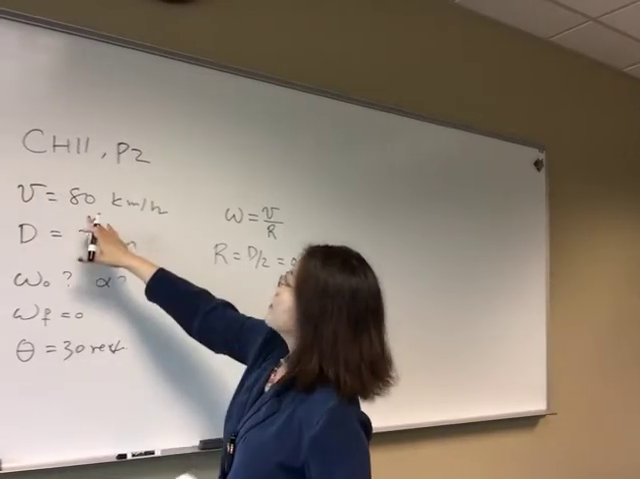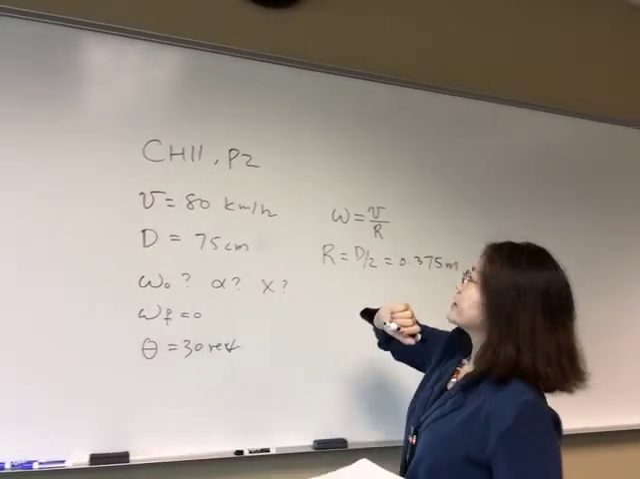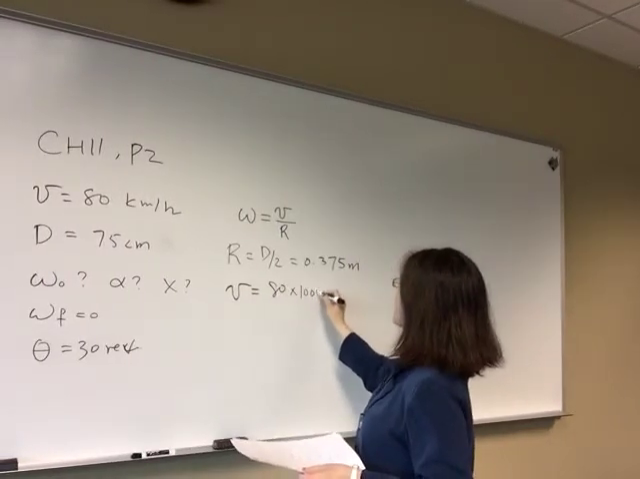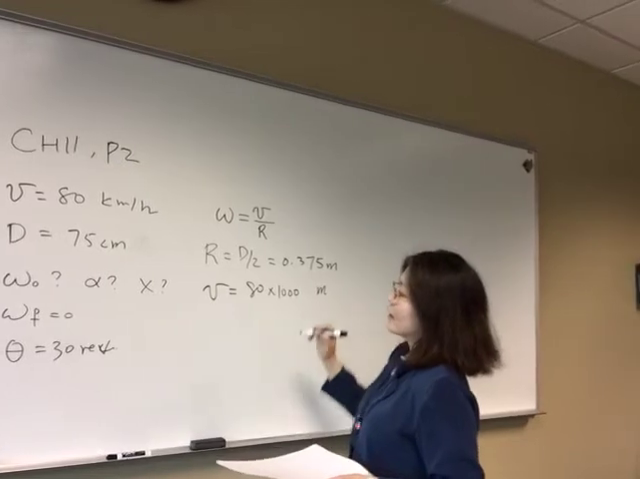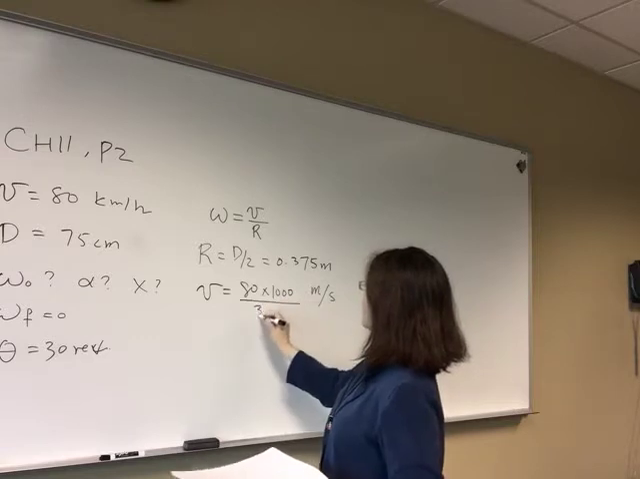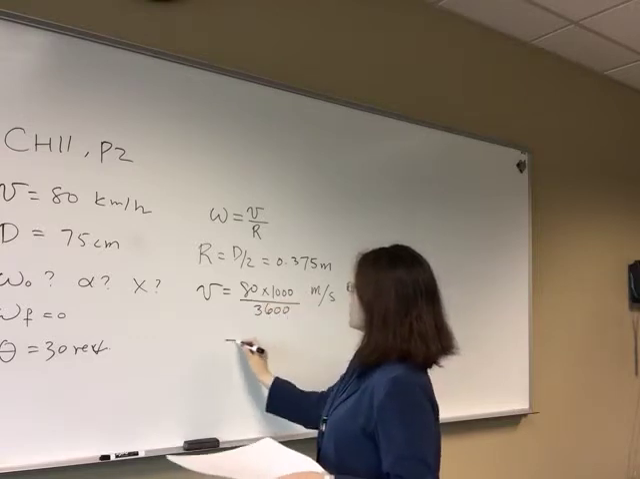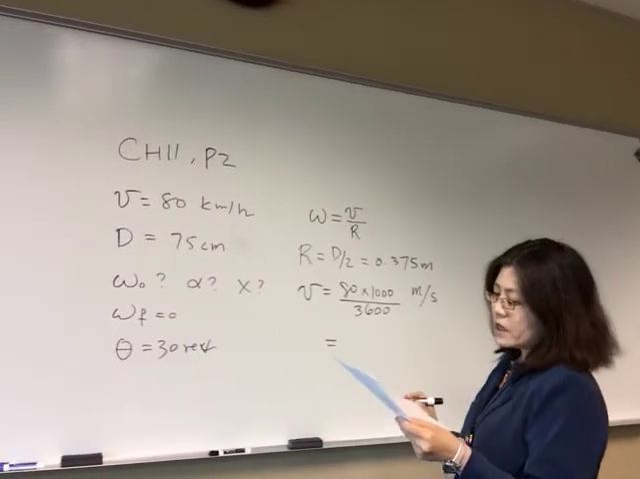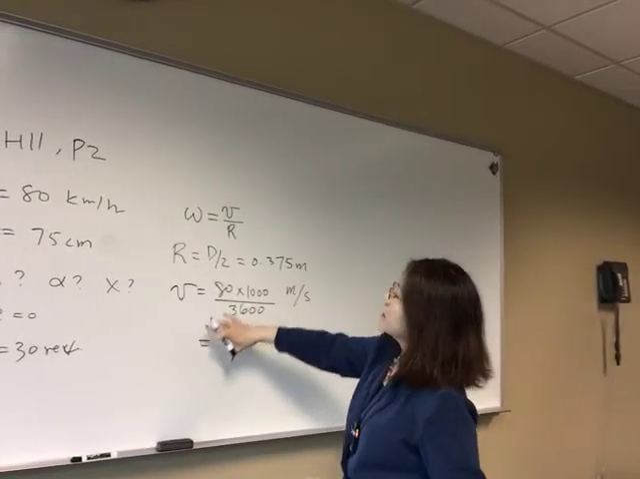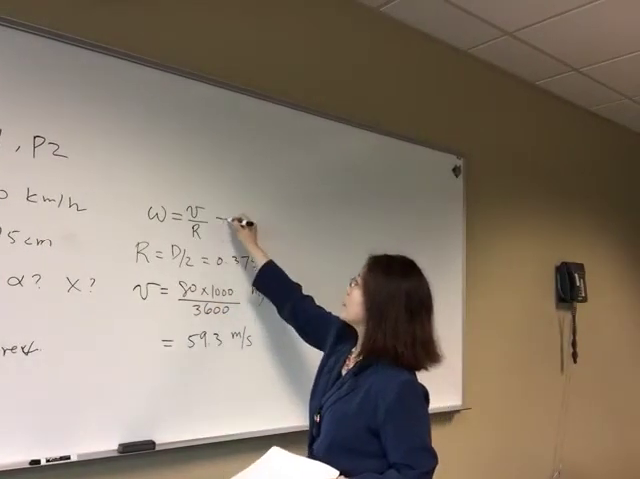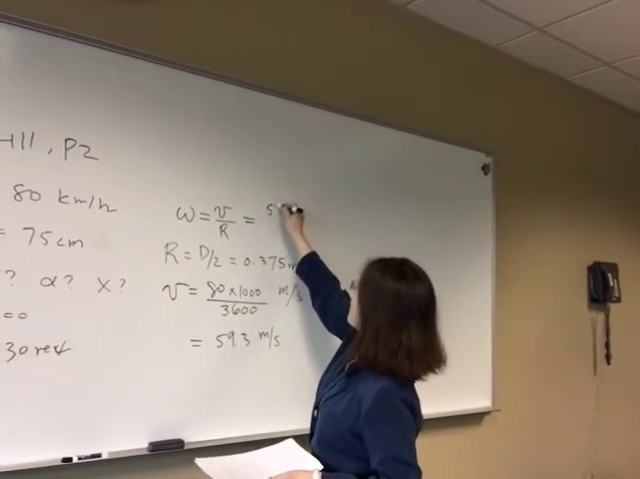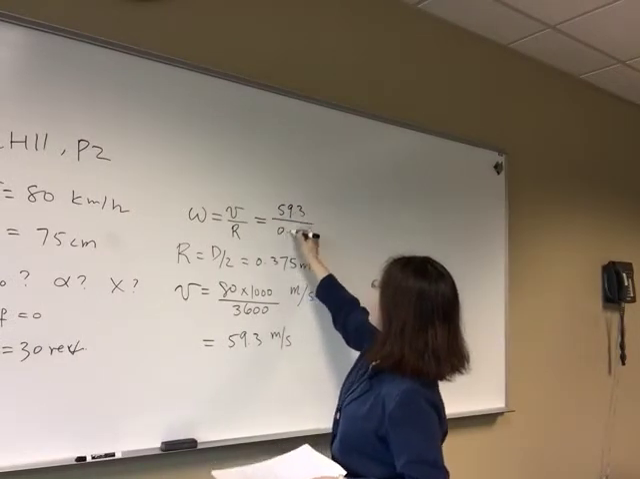Now what about the velocity? The velocity is also not given in SI units, so you need to convert it. Your velocity is 80 times 1,000, converting kilometers to meters, and an hour becomes seconds, so this is divided by 3,600. The velocity that you have is 22.22 meters per second. So you have the linear velocity and you have the radius, and we're ready to calculate the angular velocity: 22.22 over 0.375.